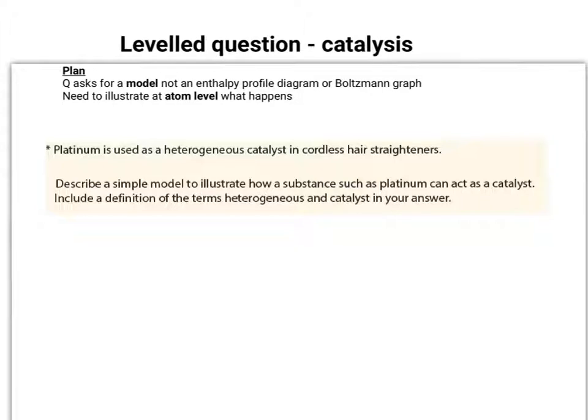So the trick on this particular one is to realise what they're actually asking you to do. If they wanted an enthalpy profile diagram or Boltzmann graph, they would have put that in their question, but they didn't. They've asked you to do a model. So a simple model to illustrate how a substance such as platinum can act as a catalyst.